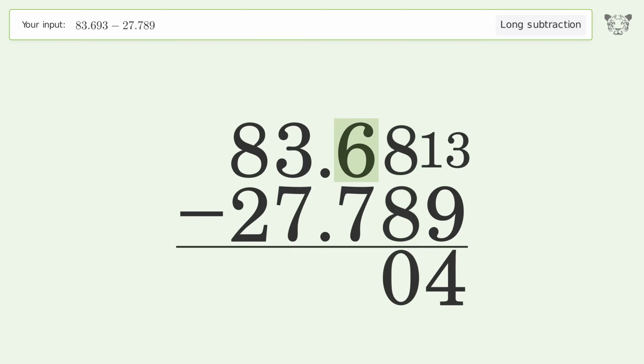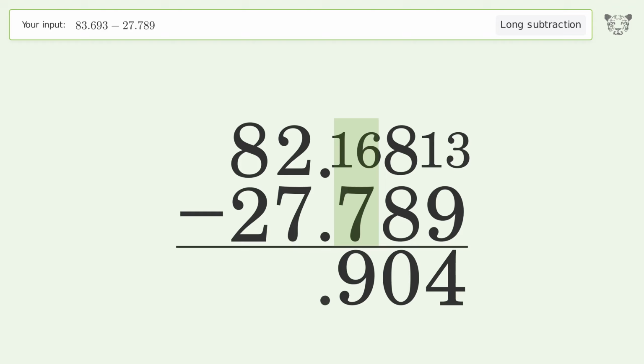Because the upper digit, 6, in the tenths column is too small to get a positive difference, borrow 1 from the digit, 3, in the next number place, which becomes 2, and get 16. 16 minus 7 equals 9.